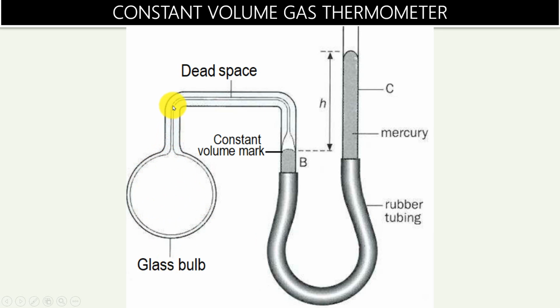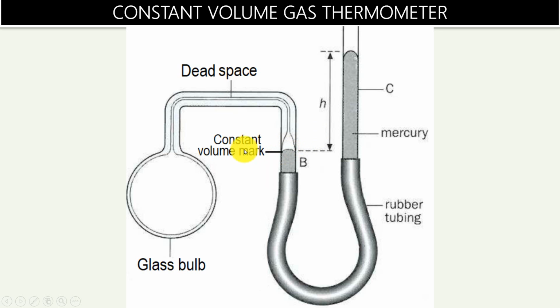And then look at this. The dead space consists of a very tiny capillary tube. There is a tube, a small tube, but that small tube is what we call the dead space. Connecting to a tube B, there is a tube B here. Inside here we have mercury. There is mercury here, you can see, it's labeled.